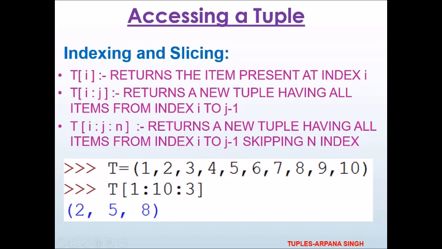So here, if it is written 1 comma 10 comma 3, the first element will be at index 1, the second will be 1 plus 3, that is index number 4, so it is 5. Next will be 5 plus 3, that is 8, so index number 8 is 8. So the third integer is the step value or skip.